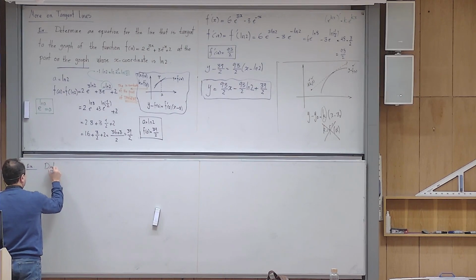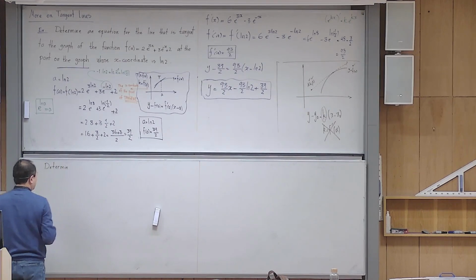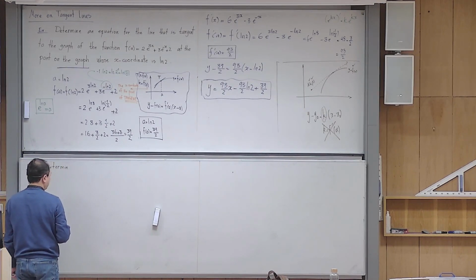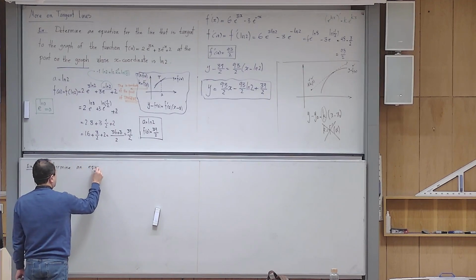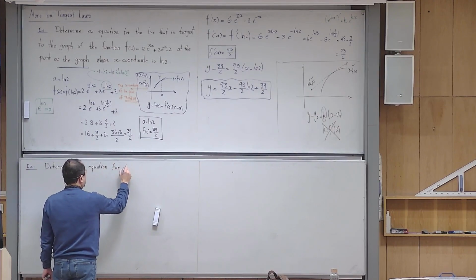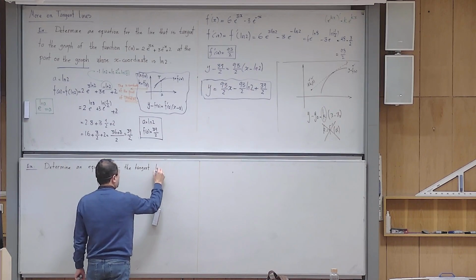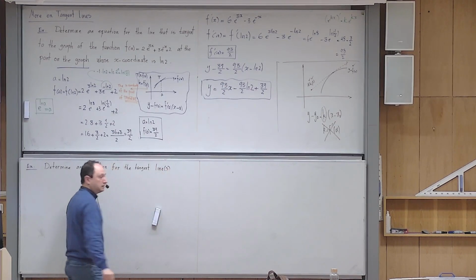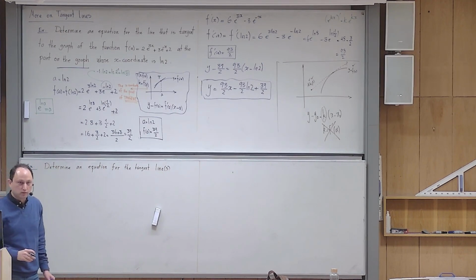Determine an equation for the tangent line, and I put S here because sometimes, if the point is outside, you might be able to draw more than one tangent, yes?